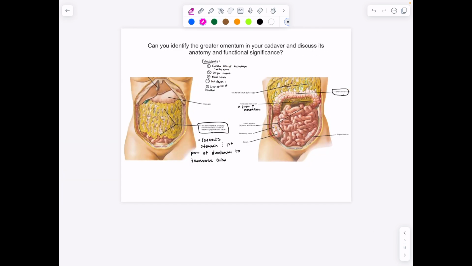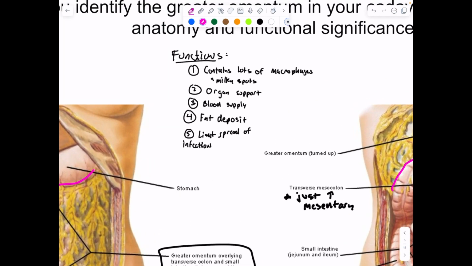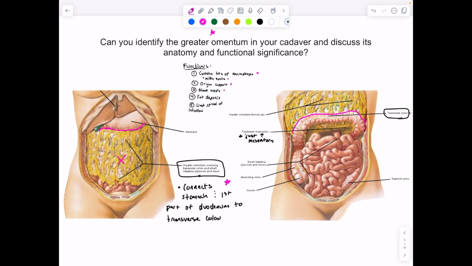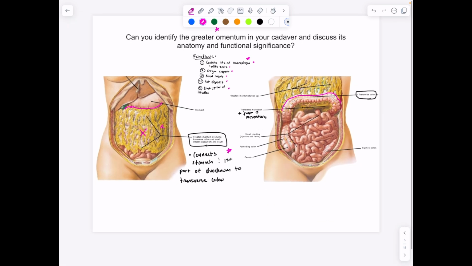Not too bad. All right, the greater omentum, we said, is from the greater curvature of the stomach to the transverse colon, and it also includes the first part of the duodenum, and you can see that it is in fact inserting upon the transverse colon. We also have the greater omentum flap, and that's exactly what we said. The functions of the greater omentum: it contains a lot of macrophages. The milky white spots that we'll see are full of macrophages. It supports the organs. It does have blood vessels inside. You can see it's kind of fatty, so fat deposits, and then it will help limit the spread of infection as a result of the white spots, the abundance of macrophages.